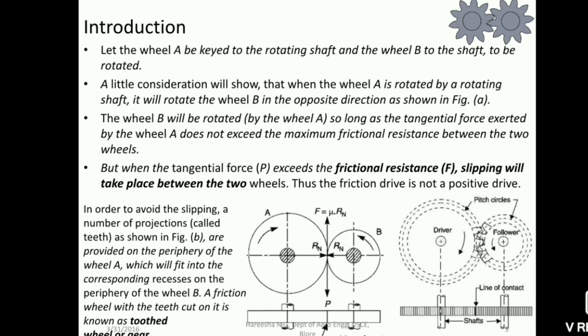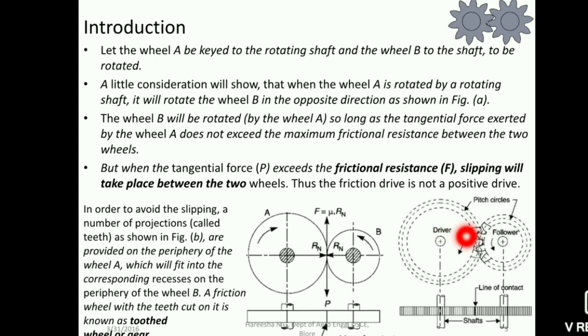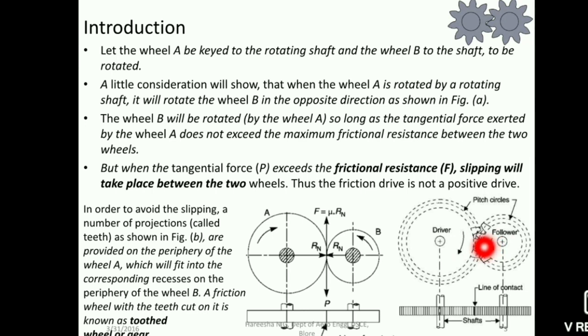In that case, we will have some arrangement, some projections on the surface of the wheel. You can see like this, just like teeth. They are called teeth. Using these projections, the force will not exceed the frictional force. So it will be within the limits, so that you can transmit higher motion between the shafts. That means shafts moving with high velocities can be transmitted easily when you have projections like this. This kind of arrangement is called gears.